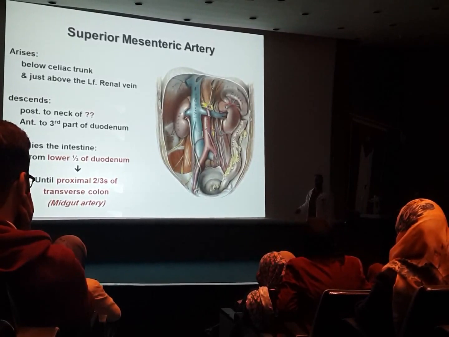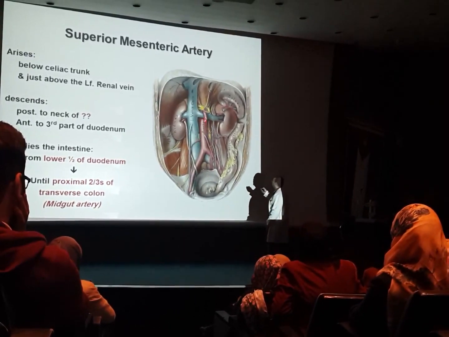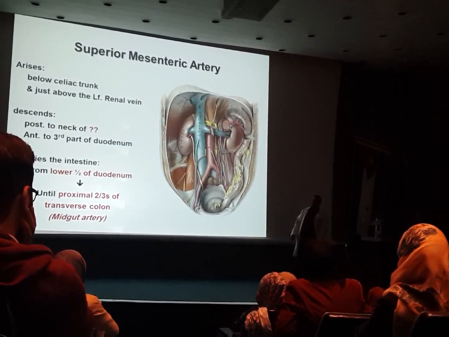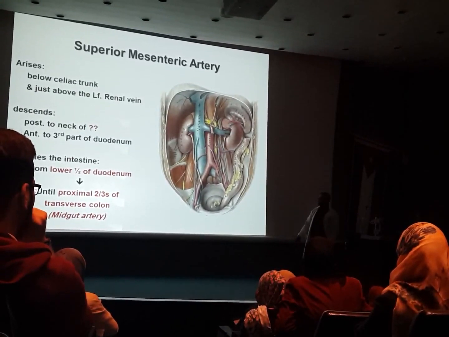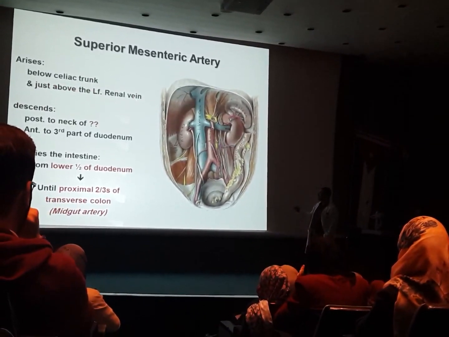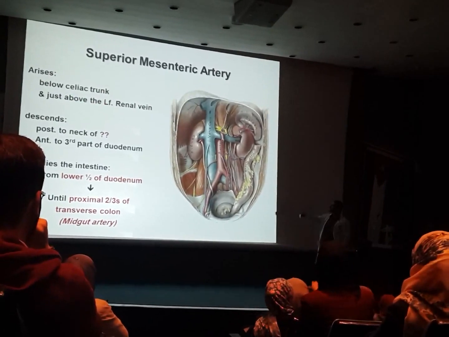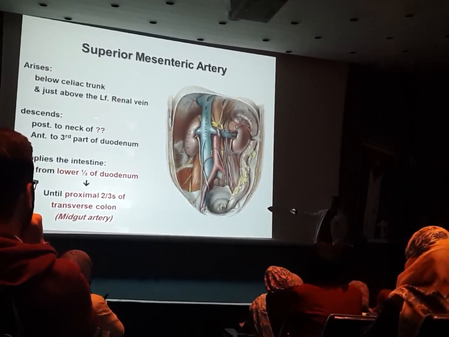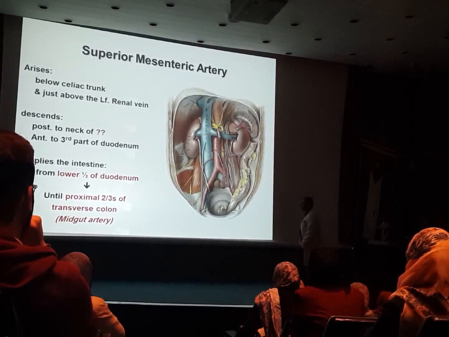So remember this. Why is this relationship important? Because it could affect what? The left kidney function. So remember this relationship. It's just above, then it goes anterior. Above, then anterior. Add it, please. Then anterior to the left renal vein.